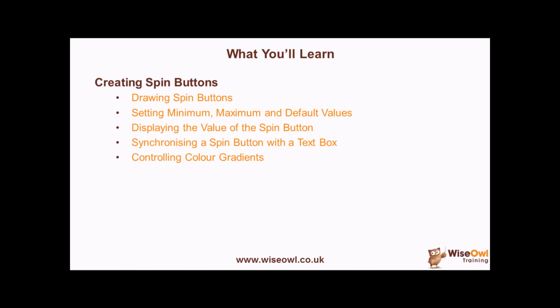We'll then show you how you can display the value contained in the spin button, because by default it doesn't have a way to display that value. We'll talk about synchronizing the spin button's value with a corresponding text box, so changing the spin button will change the value in the text box and vice versa. And then towards the end we'll have a slightly more complex example using a spin button to control a colour gradient. So a few things to do here, let's get started.